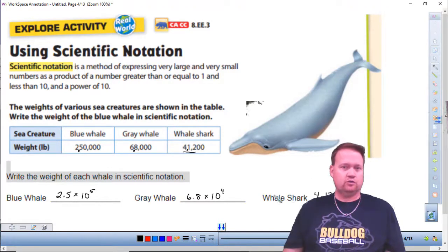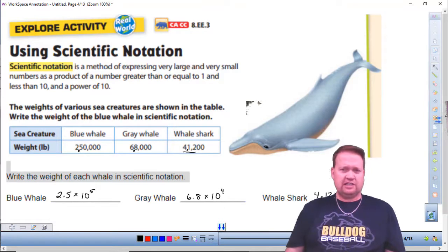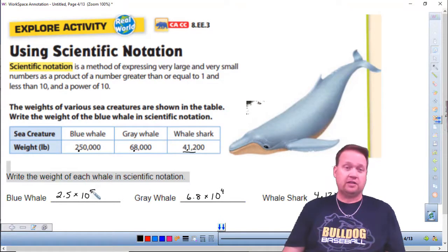Now, as a general rule, you can see that these two exponents are a 4. This one's a 5. If they're all written in scientific notation, the bigger the exponent, the bigger the number. So a blue whale is larger than either of these numbers here. And then you can see this is a 4 and that's a 4. Well, when the exponents are the same, we just take a look at the numbers out front. This is 6.8, this is 4.12. So this right here is a bigger number than a whale shark, which is at 41,200 pounds.